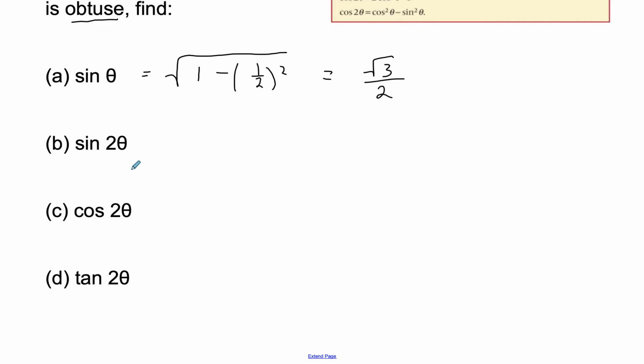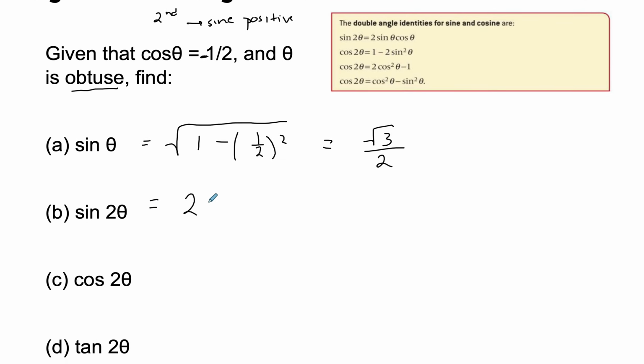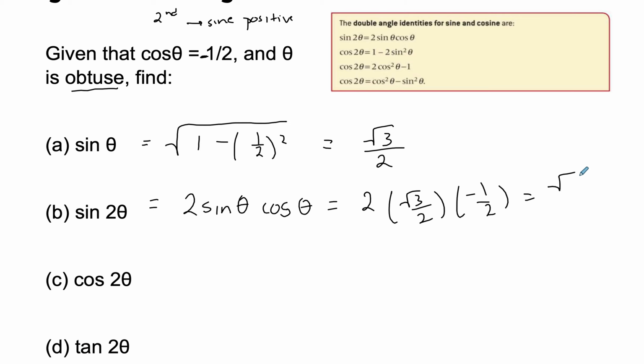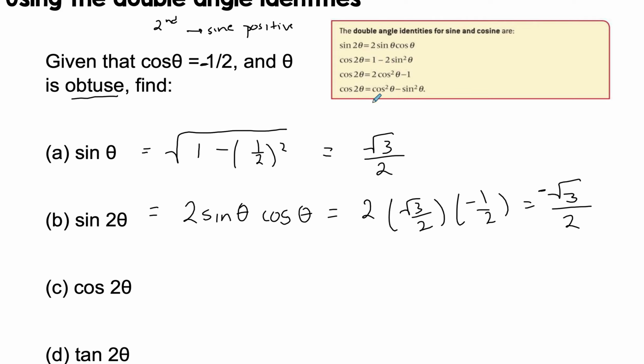For sine 2 theta, this is where the identities come in handy. So you have 2 sine theta cos theta is how you'd calculate this. And you'd go, well, I know what sine theta is. Sine theta is precisely root 3 over 2. And I know what cos theta is. That's negative 1 over 2. And if I calculate it, that will be negative root 3 over 2.